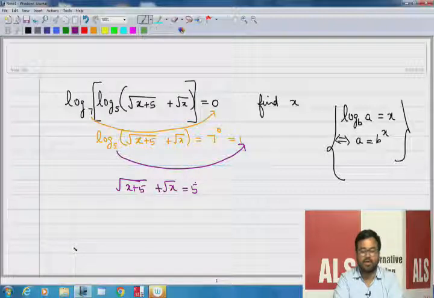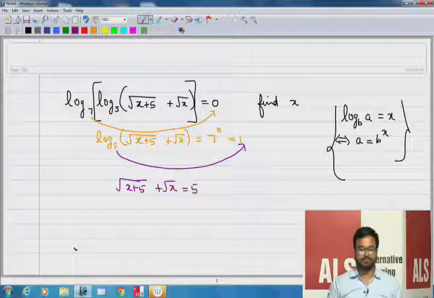So I hope you understood this question till now. Root of x plus 5 plus root x, that is equal to 5. Now solve this equation. How will you solve this equation?